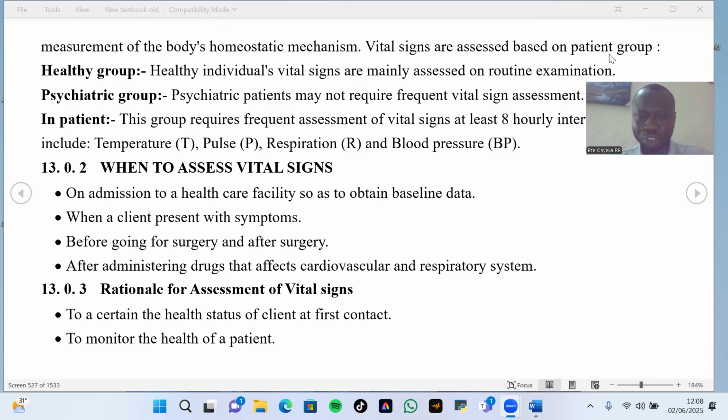The body maintains temperature through a process called thermoregulation, primarily controlled by the hypothalamus in the brain. The hypothalamus receives signals from temperature receptors. When you talk about temperature receptors, they are a set of nerves and sensors that are found all over the body, especially in the skin of the human body. That's where these sensors are found, and their function is to sense the temperature of the body.